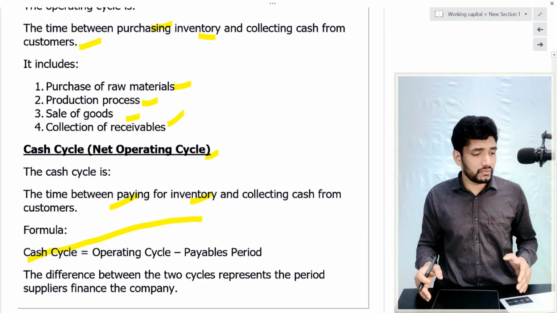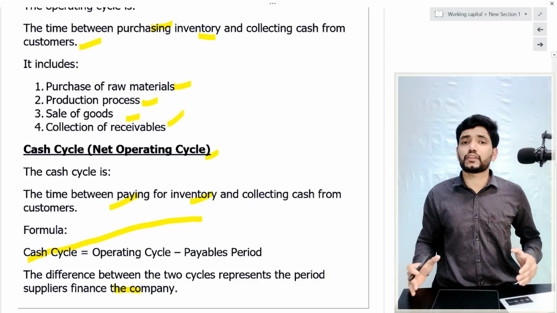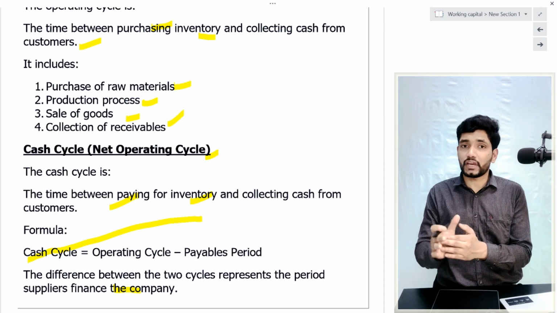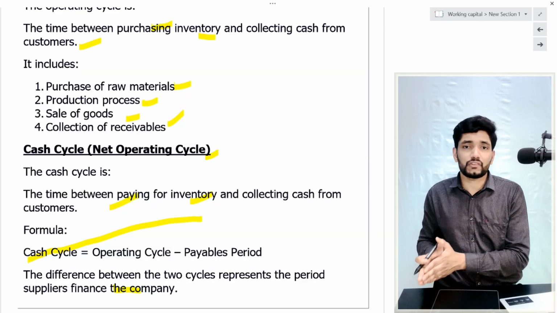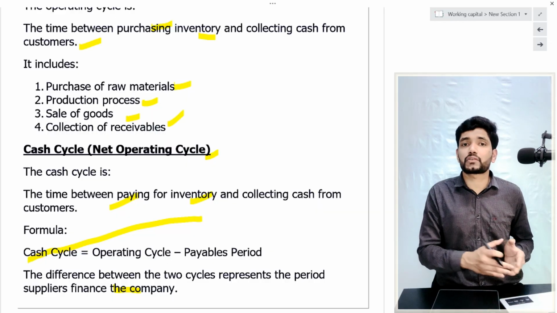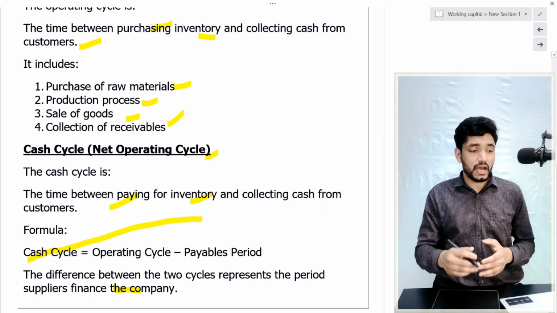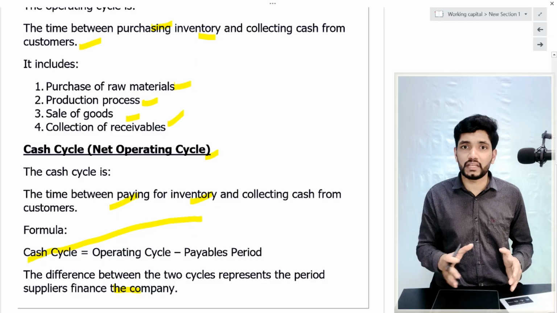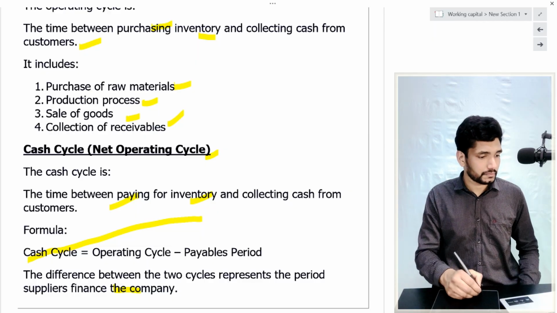So the difference between the two cycles represents the period the supplier financed the company. So what is the difference between the operating cycle and the cash cycle? In the operating cycle, we consider the period from purchase of raw material to the receipt of cash. But in the cash cycle, it is from the payment to the supplier to the cash collection. So the difference between the operating cycle and cash cycle means how many days the supplier financed the working capital requirement of the company.